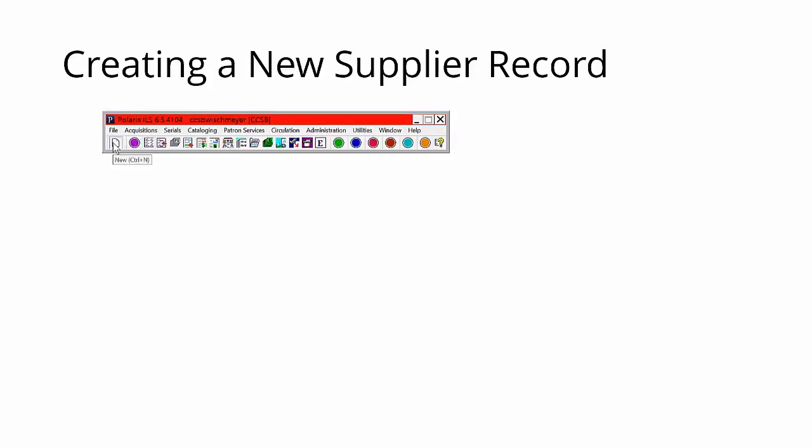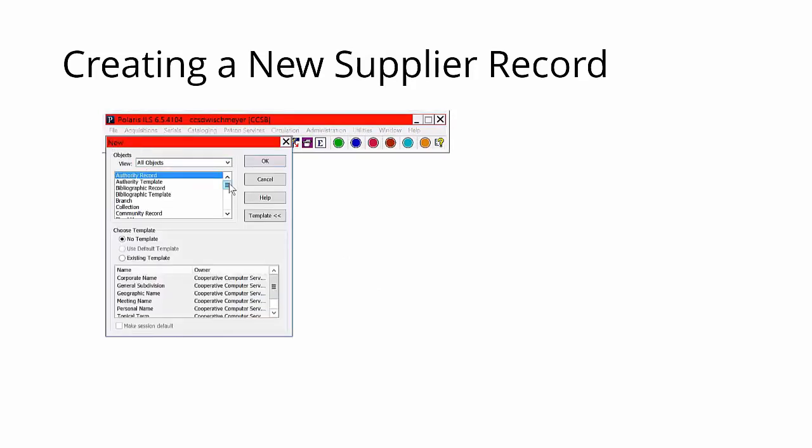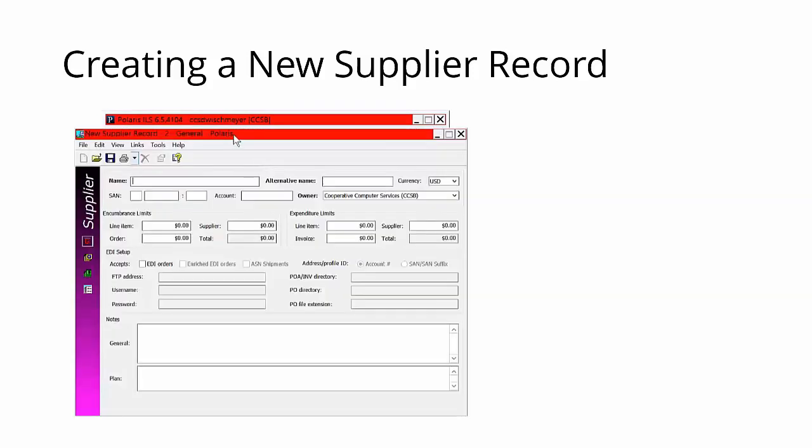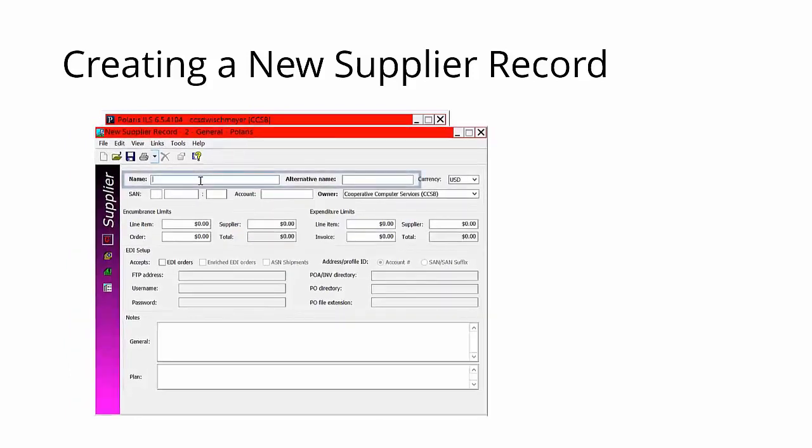To add a new supplier record, click the New icon in the Polaris shortcut toolbar. From the list of new objects, click Supplier Record and then choose OK. In the new supplier record work form, complete the supplier name and alternative name. Next, type in the 7-digit standard address number for the supplier in the SAN box. The SAN is required for EDI orders.